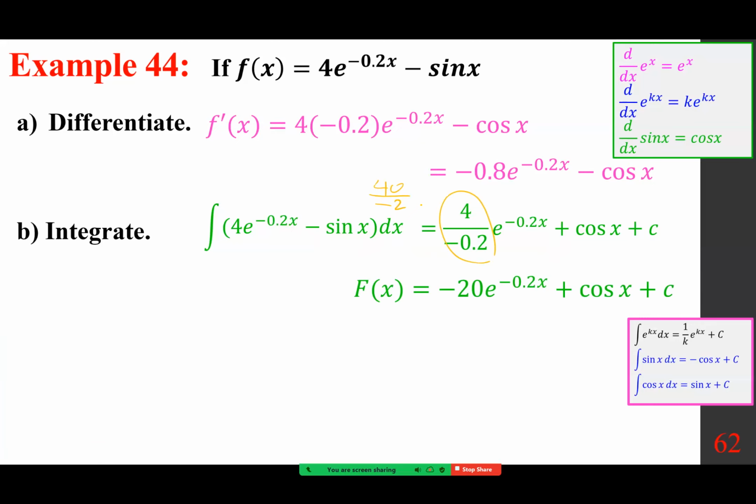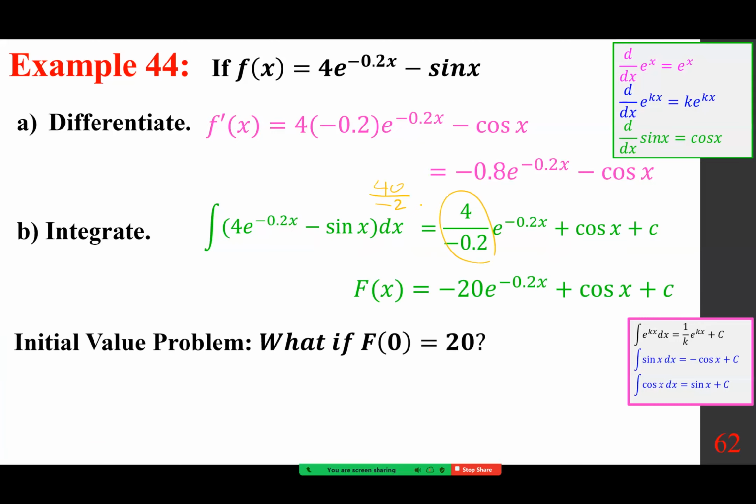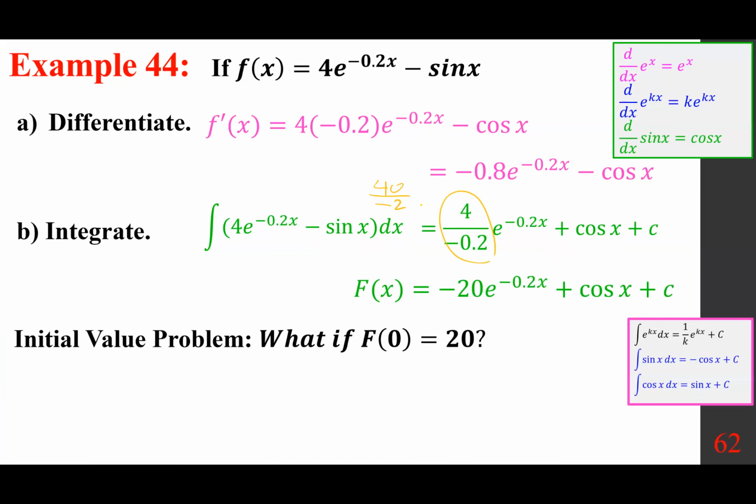And one more thing now to add. What if we make this into an initial value with f of 0 being 2? In other words, we are given the pair 0, 20, to go from a general solution to a particular solution. So let's replace the x with 0, 0 here, 0 here, and f of x with 20.